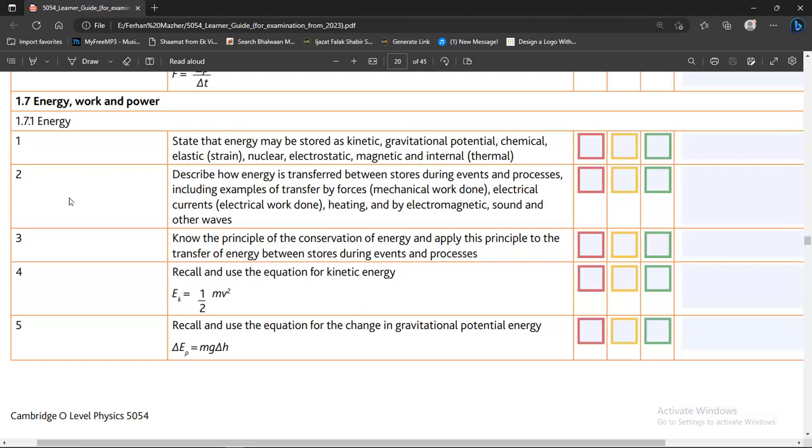Know the principle of the conservation of energy and apply this principle to the transfer of energy between stores during events and processes. Recall and use the equation of the kinetic energy. Kinetic energy is equal to half mv squared. Recall and use the equation of the change in gravitational potential energy. So the change in the gravitational potential energy is mgΔh.